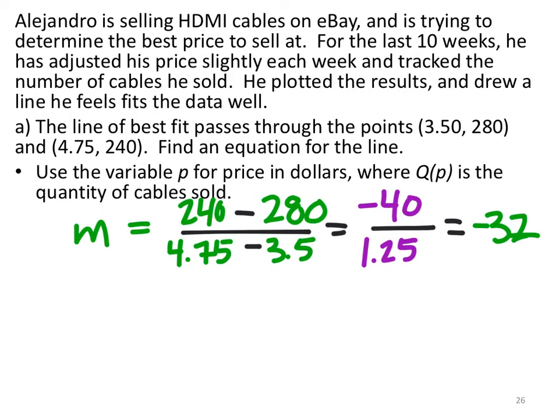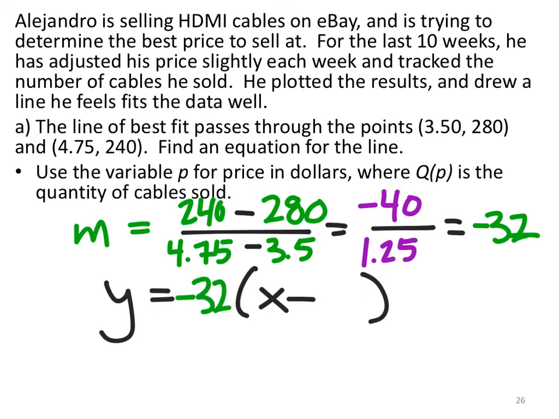So we got the slope in any case, and now we're going to finish writing this equation in slope-intercept form, but converting it from point-slope form. All right, so we got x minus the x value, and then we'll put the y value in there. And we do know the slope is negative 32. That's good. And we can use either one of the points. I'm just going to use that first one as 3.50. So that's my x value right there, 3.5. And the y value is 280. So that's a positive 280.